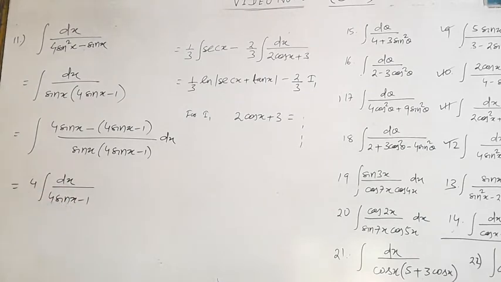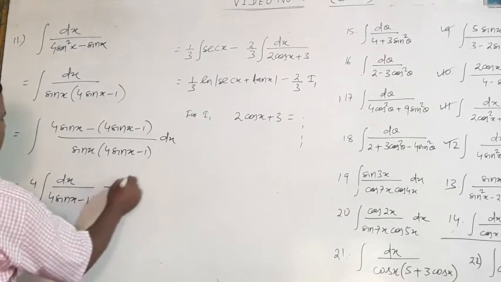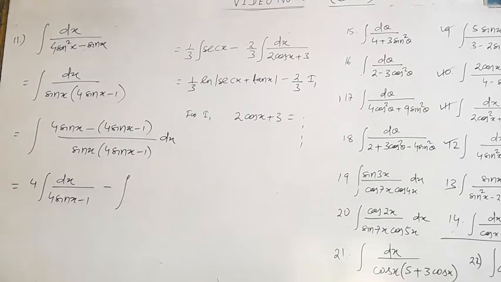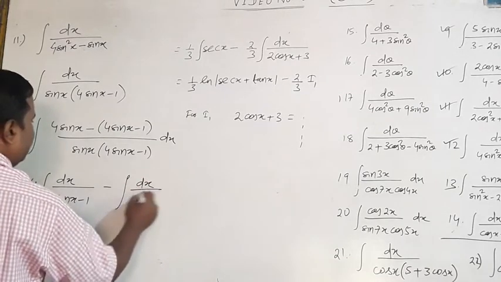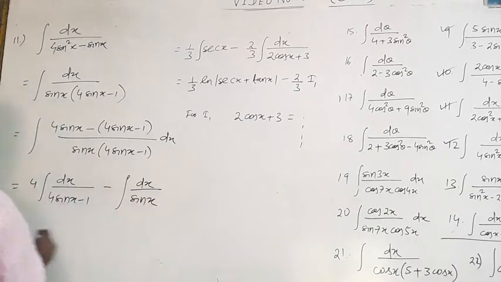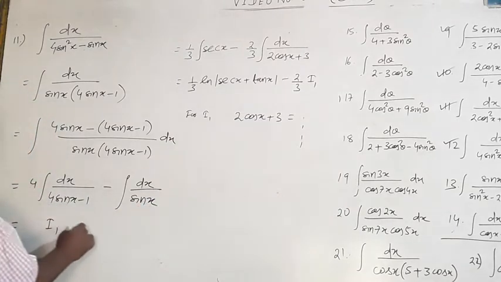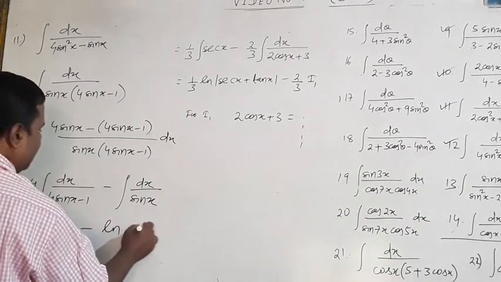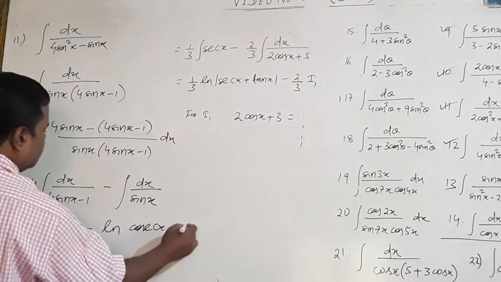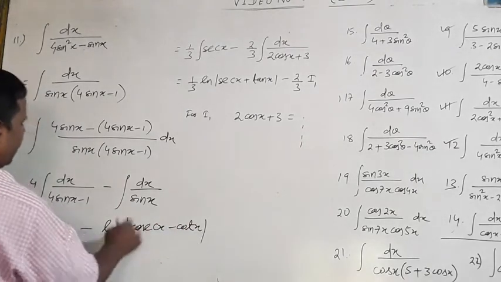You can do it by the previous problems 1, 2, 3, 4: dx by a plus b sin x, a sin x plus b, and it is dx by sin x. Suppose this is I1, and it is cosec x. What is the integration of cosec x? ln cosec x minus cot x. Okay.